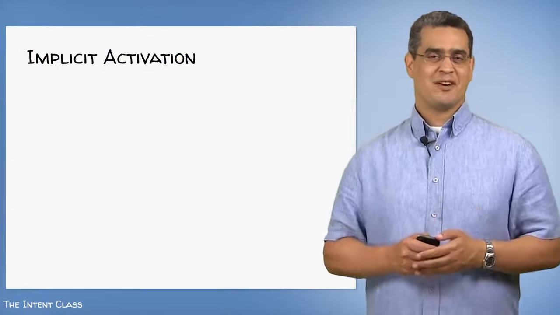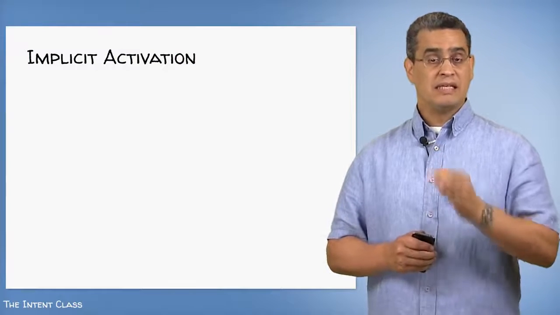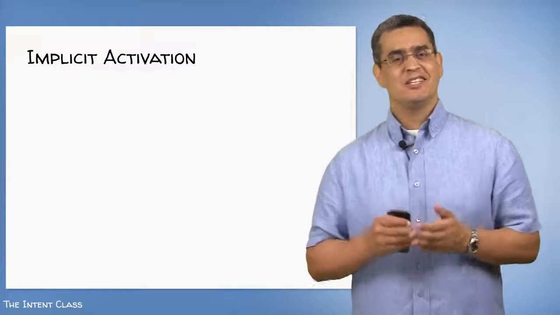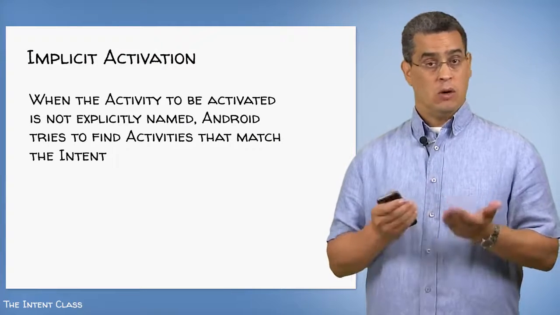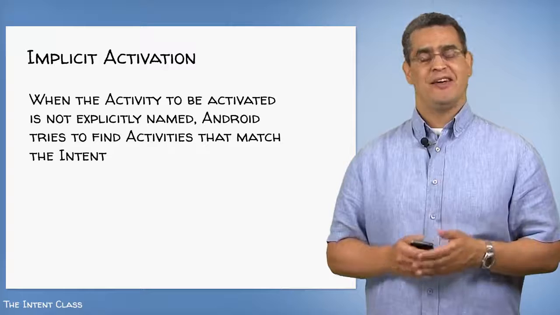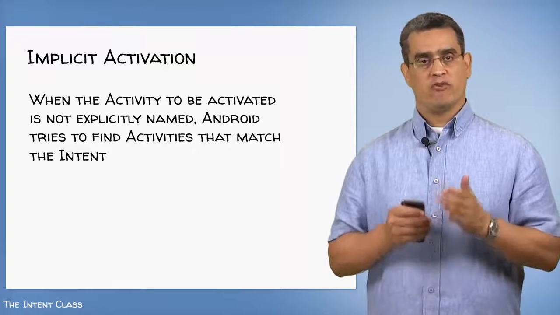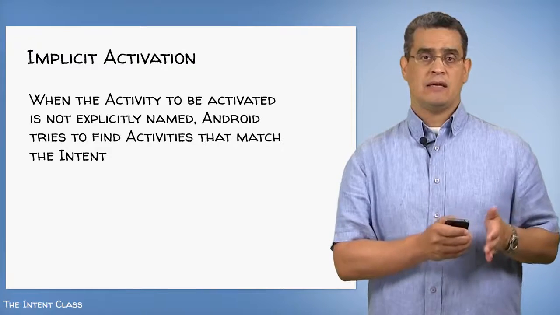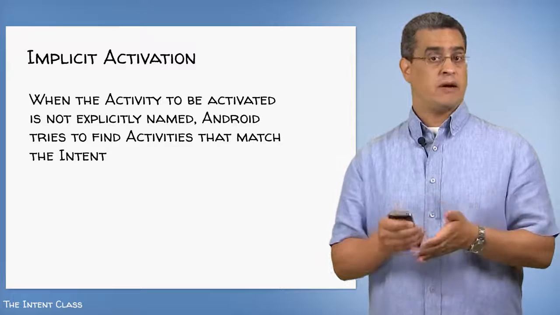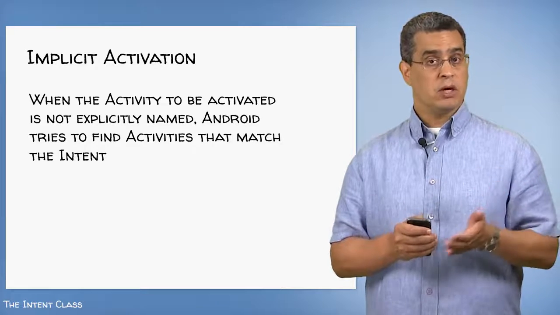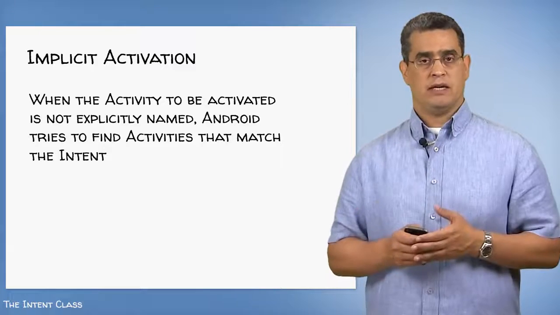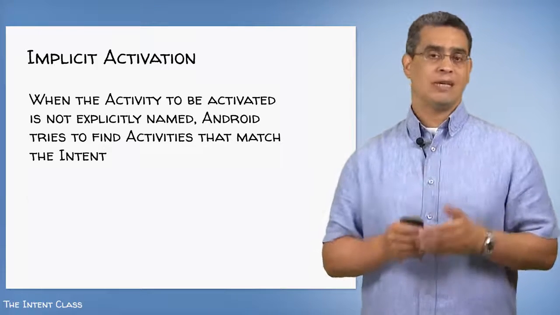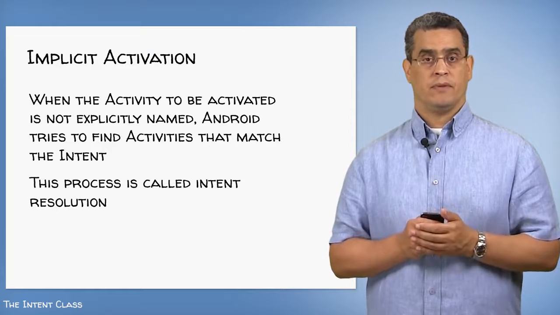The second way to start an activity is by implicit activation. In this situation, you haven't told Android which activity to start, so it has to figure it out on its own. And what happens here is that Android tries to match the intent that was passed in to startActivity or startActivityForResult with the capabilities of activities that are on your device. And this process is called intent resolution.